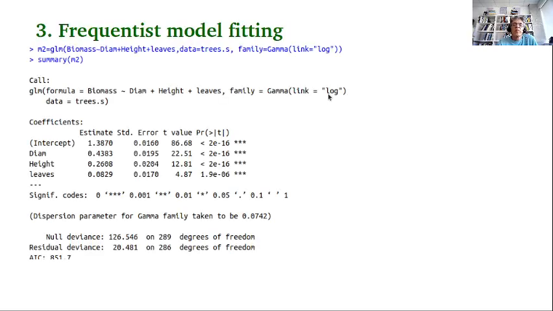For the frequentist model fitting, we simply use the command glm of the package stats, which is loaded whenever you start a session in R. Here are the response variable and the numerical explanatory variables. For the family equal to gamma, we must specify that the link function we are going to use is log. Otherwise, we would use by default the canonical link function, which is the inverse for this probability distribution.